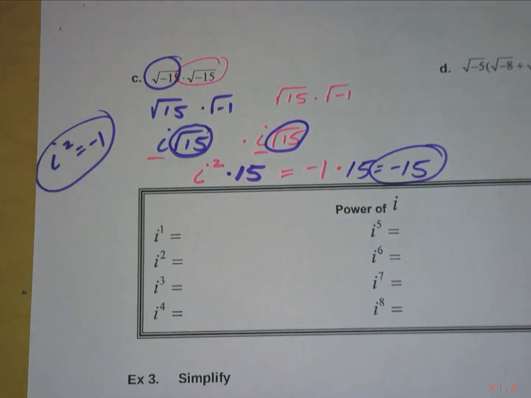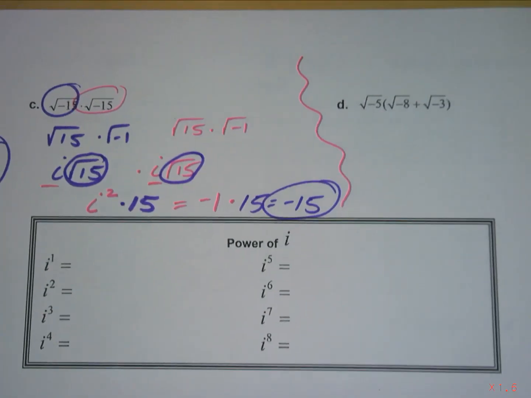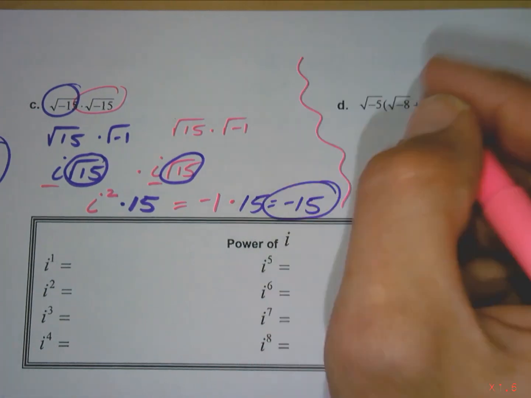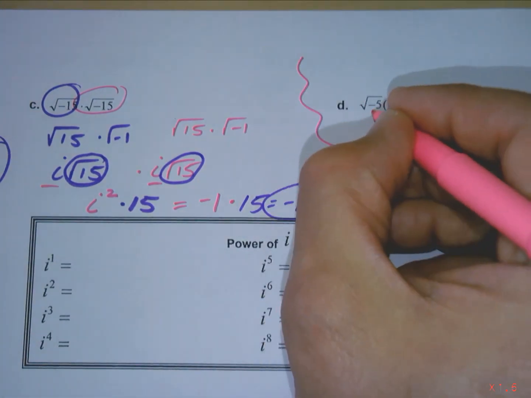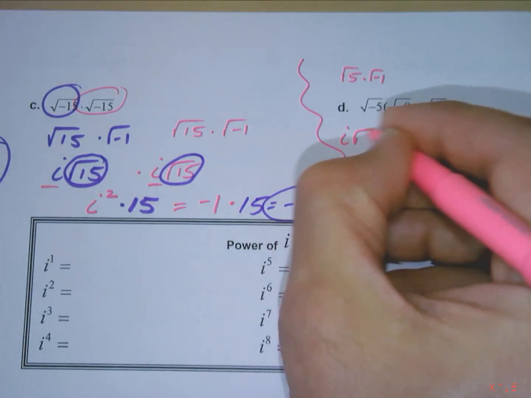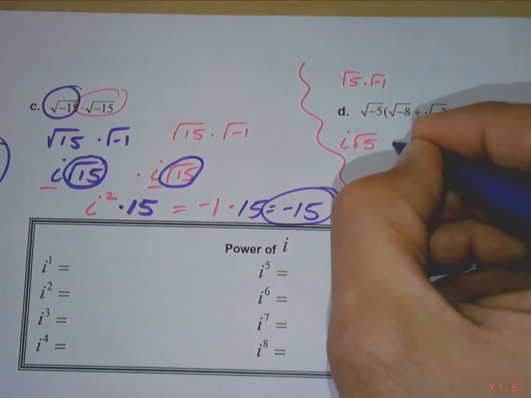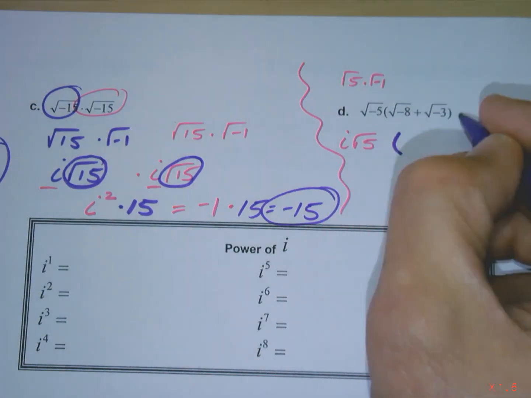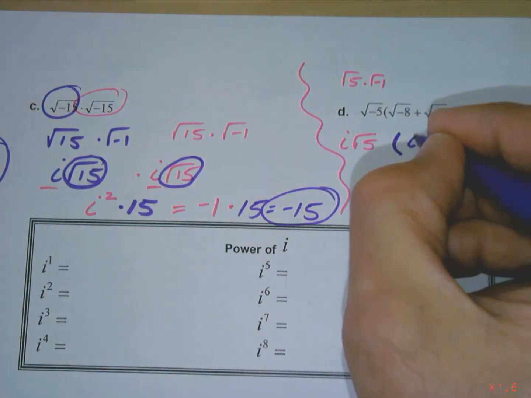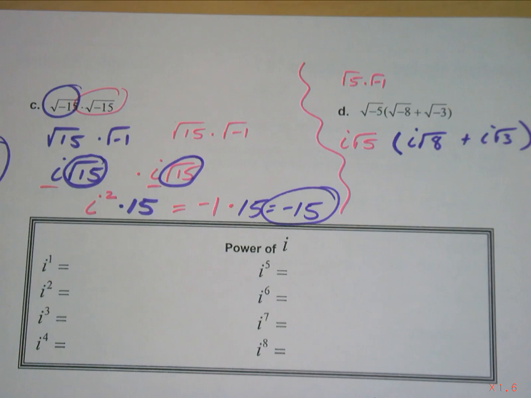Okay, questions so far? So far, so good? All right, let's finish up this one. We want to look at each one of these. The first thing I'm going to do is put the i on the outside, because this is the square root of 5 times the square root of negative 1. That is i root 5. And then I'm going to multiply that times each one of these. I'm going to take the negative ones. Are you guys okay with me writing it as i root 8 and i root 3? You guys okay with that?